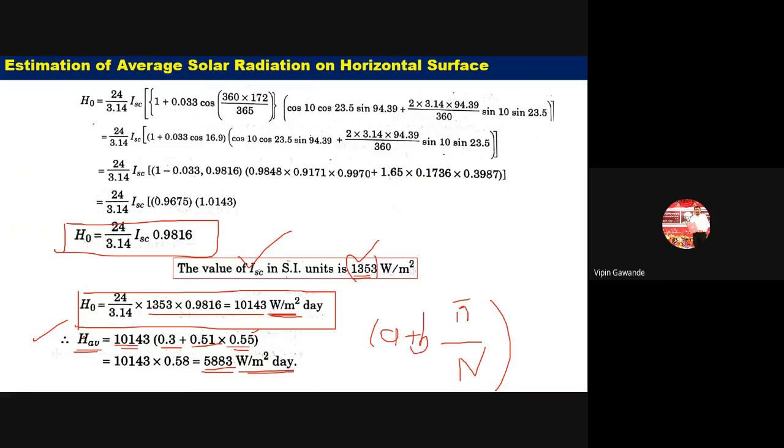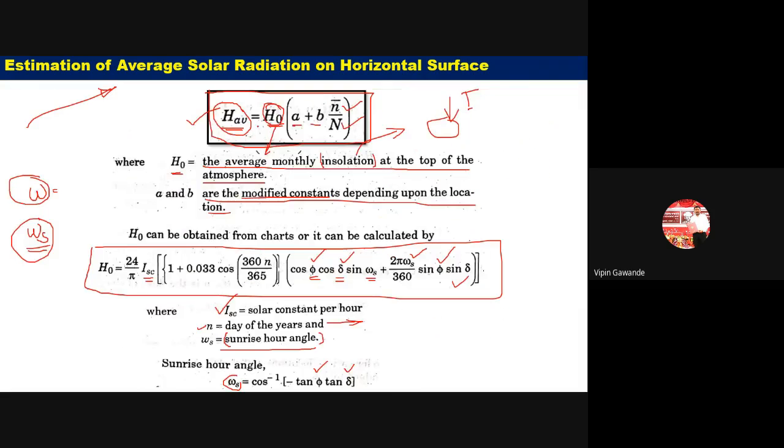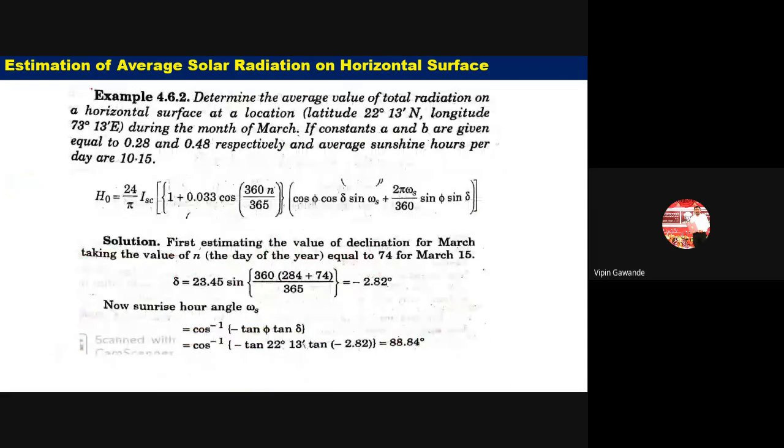So this is the calculation of average solar radiation on the horizontal surface. Only one formula you have to remember, that is the H average formula, and here the calculation of H0. Now the second problem is the same thing. Determine the average value of total radiation on the horizontal surface. Again we have to calculate the value of H average.